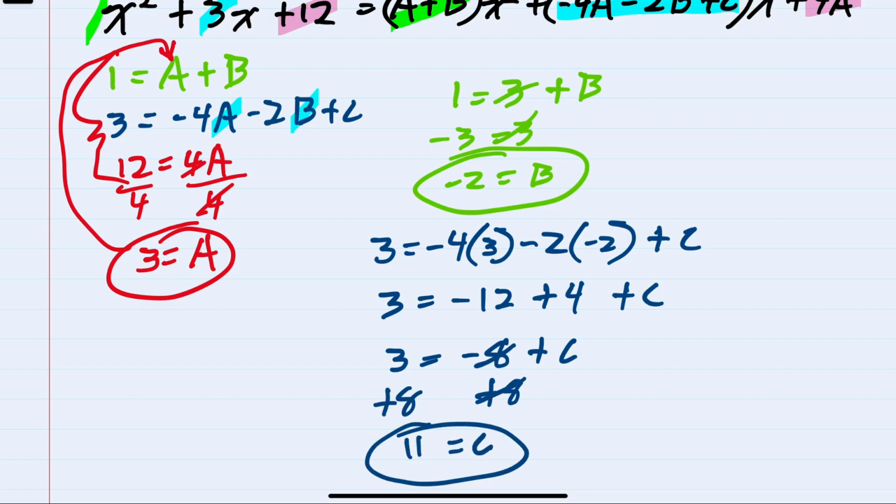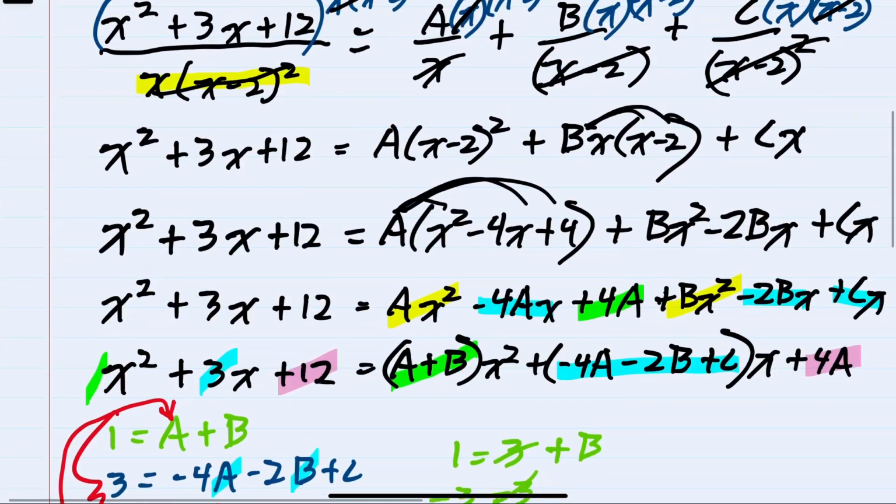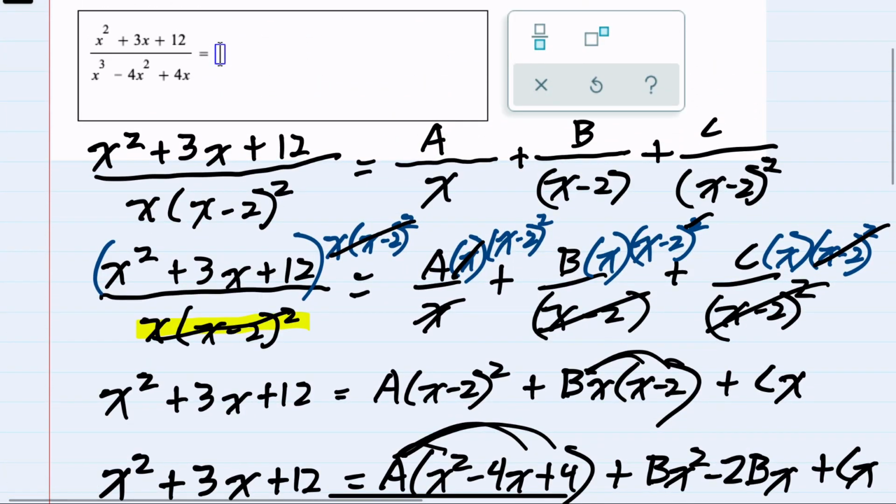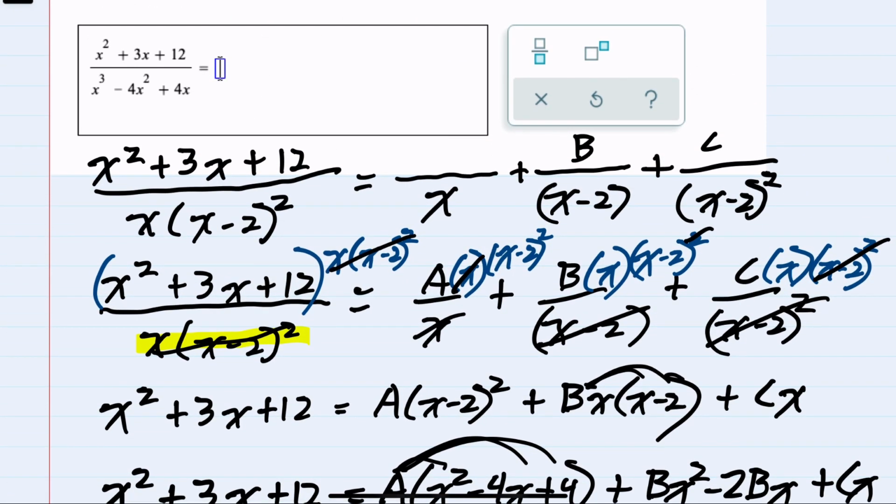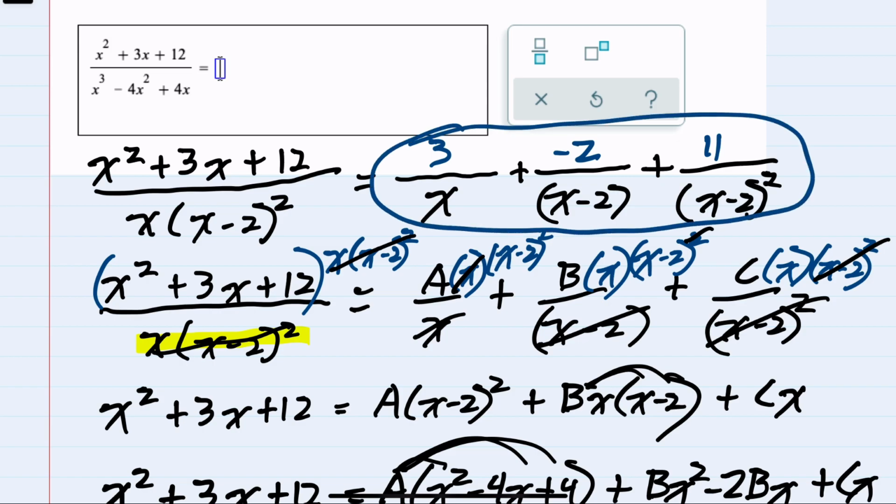We have found A, B, and C using this system of equations: 3, negative 2, and 11. So looking back to our partial fractions, A is 3, B is negative 2, and C is 11. So this is our partial fraction decomposition for this expression.